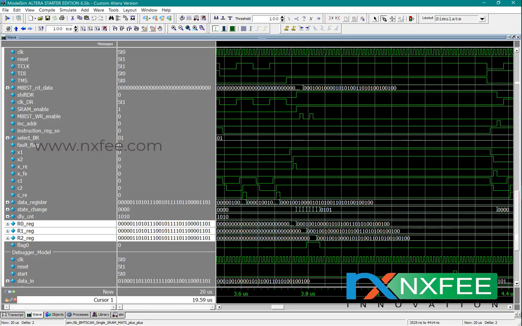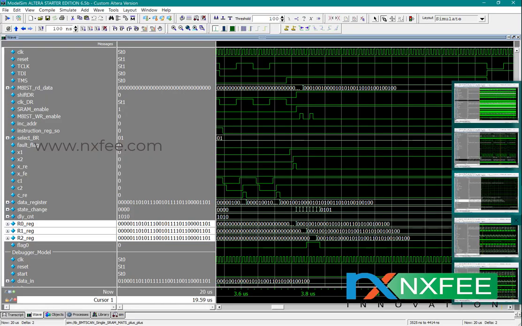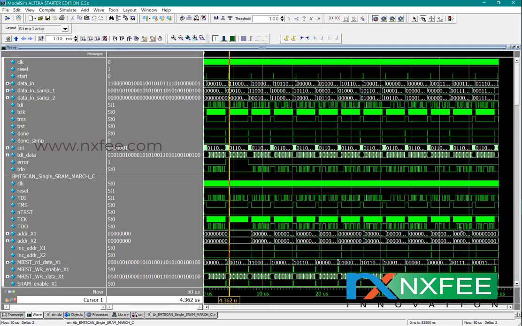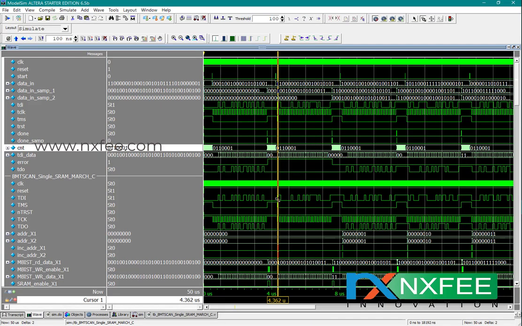MBIST method. And the next one is multi-port operations. Multi-port operations means we need to transfer the data from the first BMT register to the second BMT register, and then it is possible to give an output to the TDO. So this is the TDO.